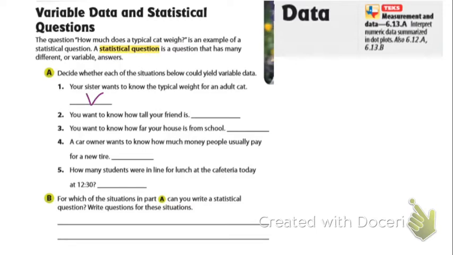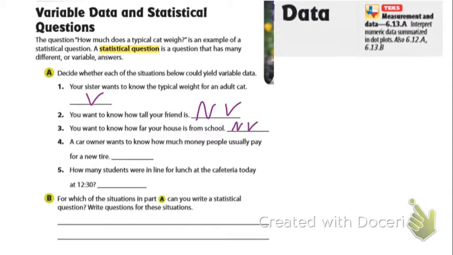What about number two? You want to know how tall your friend is. Does that vary from one day to the next? Let's say he's just barefoot, he's not changing shoes or anything like that. From one day to the next, is he going to be taller? No. So that is non-variable. What about number three? You want to know how far your house is from school. Does that vary? No, ladies and gentlemen. Unless you move, that is non-variable.